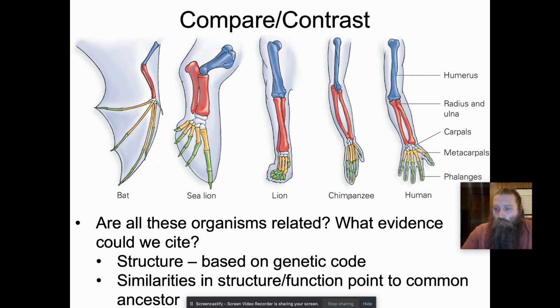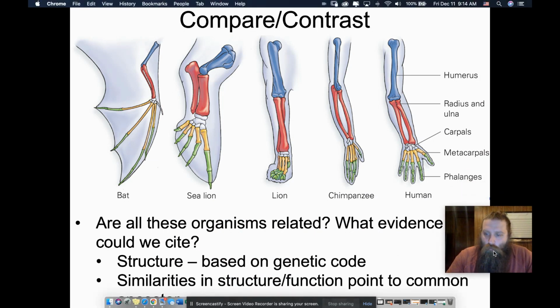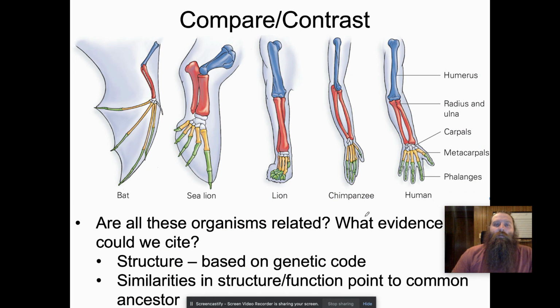Now here's another very interesting one. This is one of my favorite slides in all of biology. So everything that you see right here, the bat, the sea lion, the chimpanzee, and the human, all of these are mammals. All right, so we're all vertebrates. We're all warm-blooded. We all have hair. We give birth to live young. We nurse our young, all that good stuff. These are mammals. Look at the similarity in the bone structure of the arms, even though they have different functions, right? They're adapted to different ways of living and different purposes.